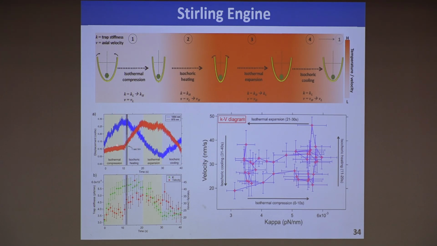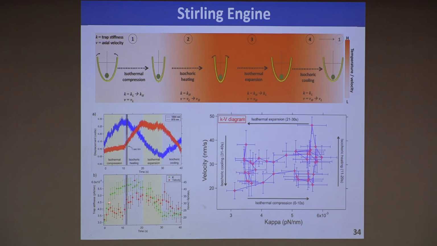In the isothermal compression part, the trap stiffness, the 975 intensity is constant, while the 1064 intensity is gradually going up. In the isothermal, you are supposed to make the trap stiffness more stiff, and that's what we do. And then here in this isochoric heating, you reduce the trap stiffness of 1064 while increasing the trap stiffness of 975, so that you get a higher activity while keeping the trap stiffness constant. And then you have the isothermal expansion part, where you keep the 975 intensity constant, 1064 goes down, and then vice versa for the isochoric cooling.